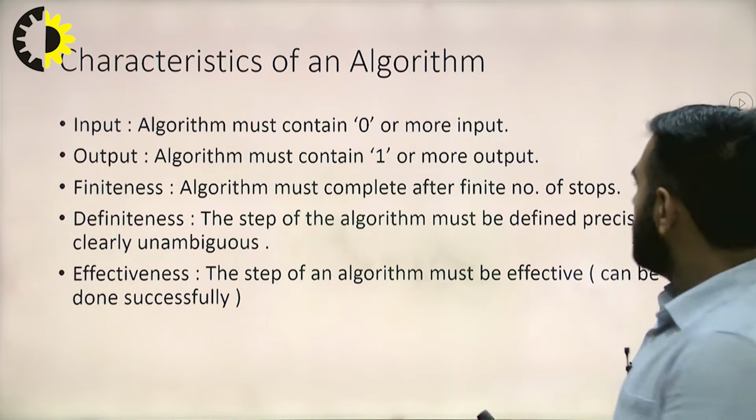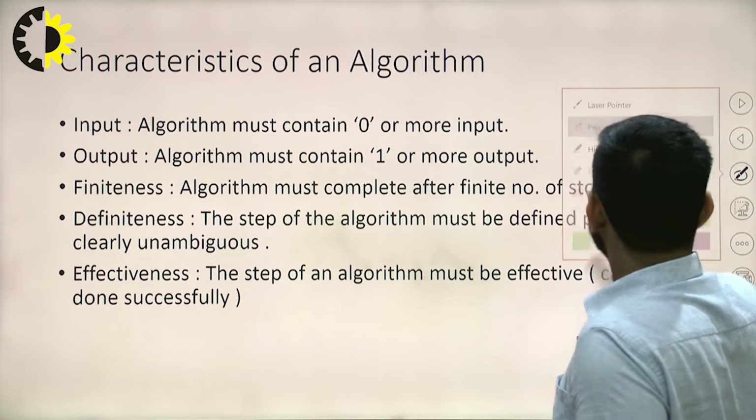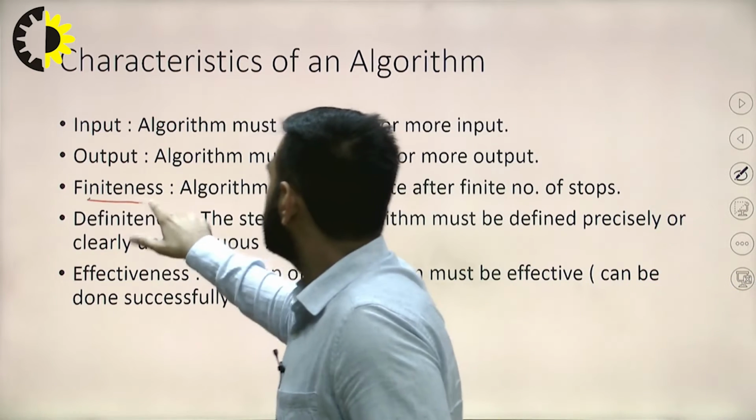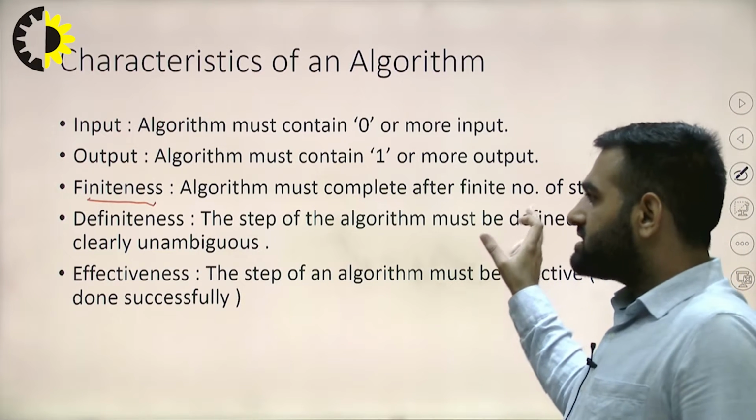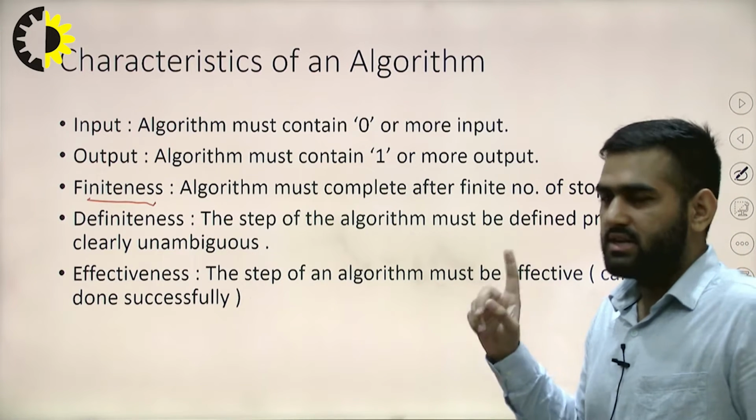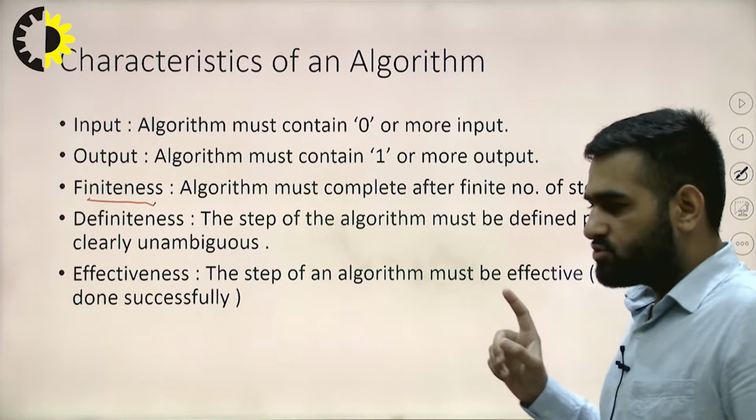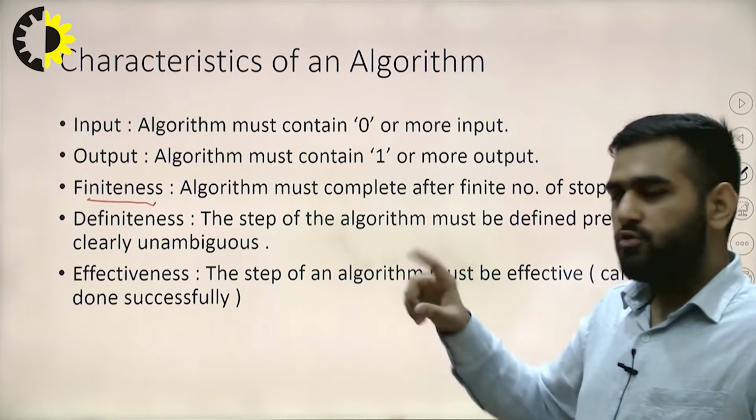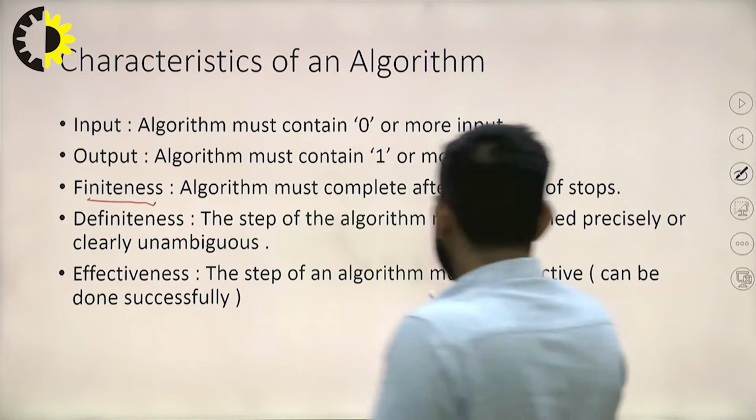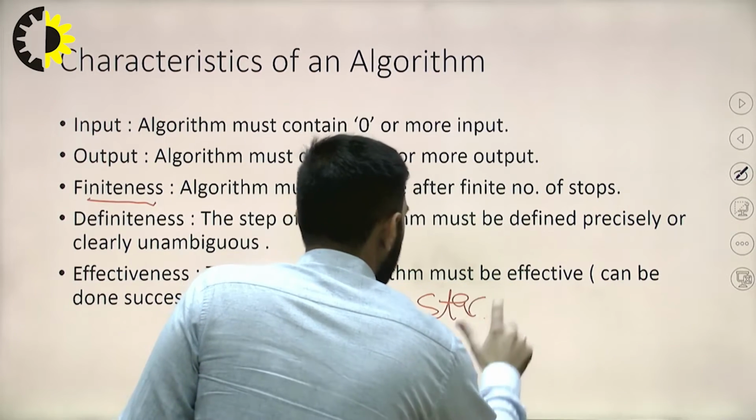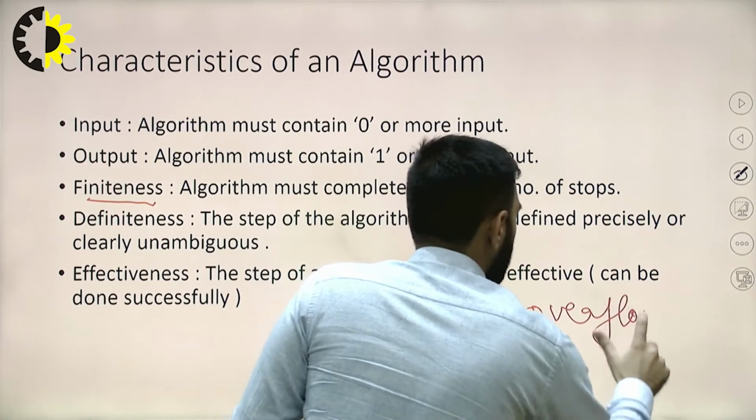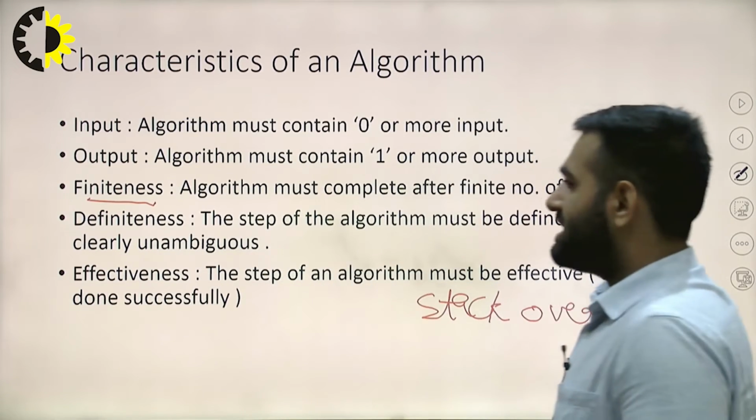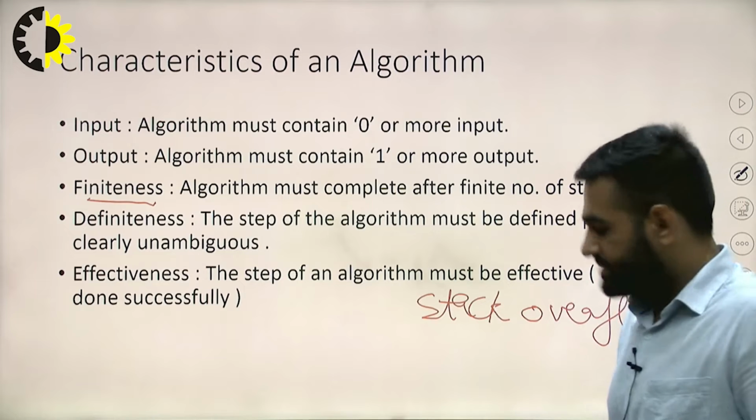Next point is finiteness. An algorithm must complete after a finite number of steps. That means there should be at least one termination condition. If the algorithm does not have any termination condition, it will go into stack overflow. So an algorithm should have at least one termination condition, right?